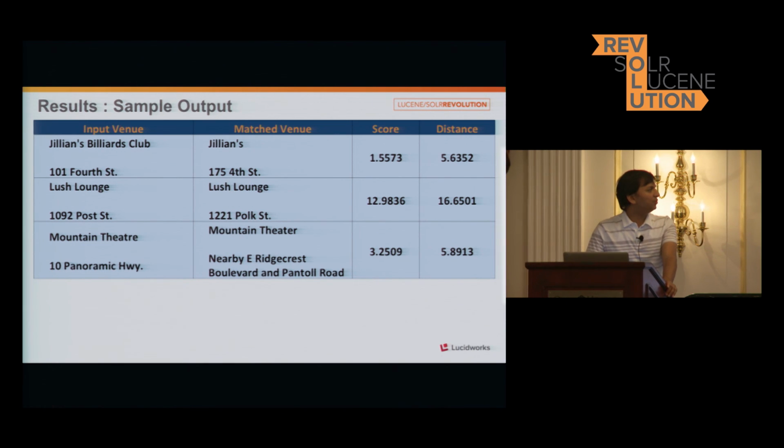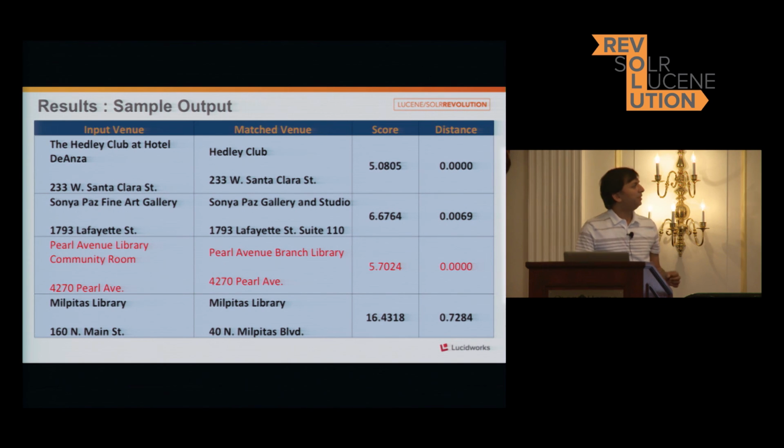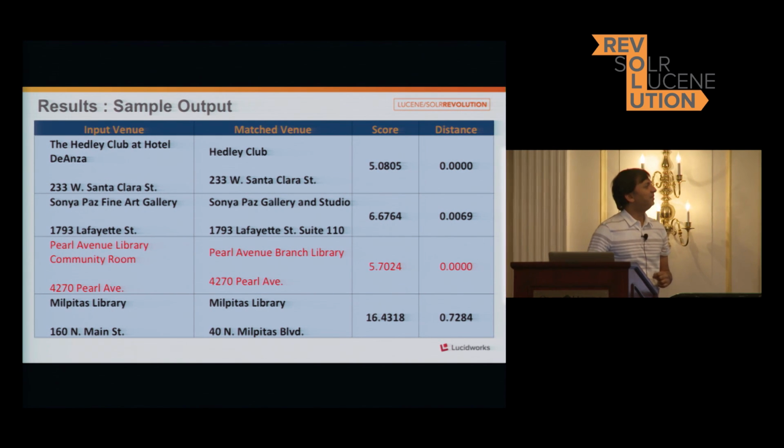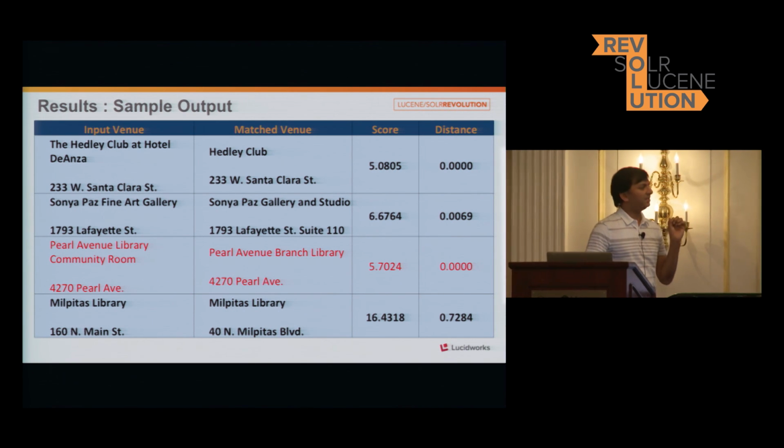Similarly, the Lush Lounge and Lush Lounge have exactly the same name, which is why you get a very good similarity score. But just because you get a very good similarity score doesn't mean these venues are the same. On the other hand, if you take a look at Hadley Club at Hotel Dianza versus Hadley Club, you don't see a very good matching score, but the distance between them is 0. They are both at the same address, and the classification system classified both of them as a club.